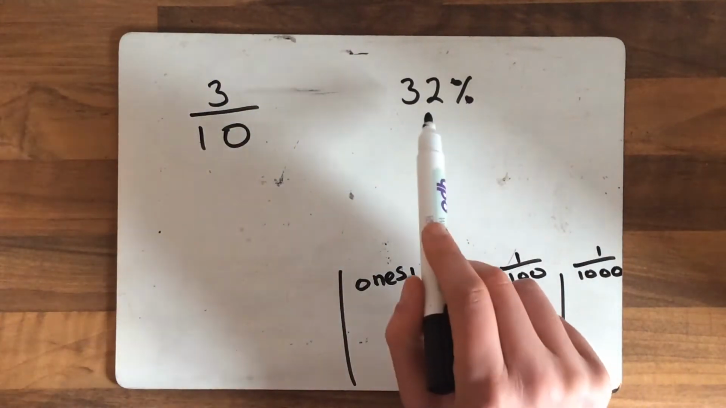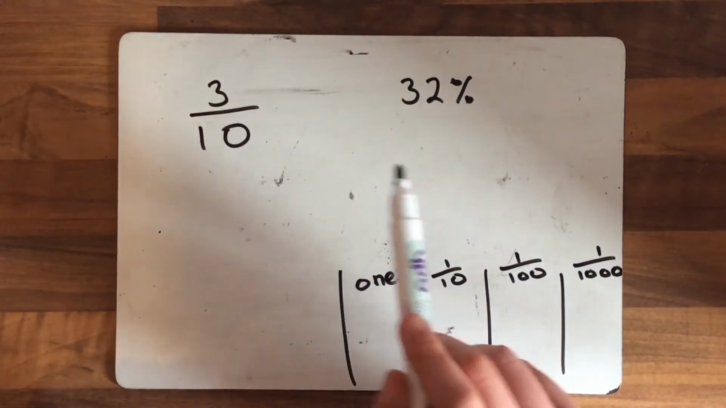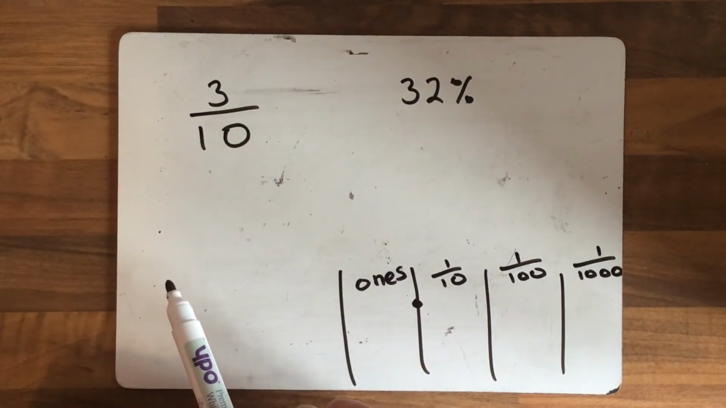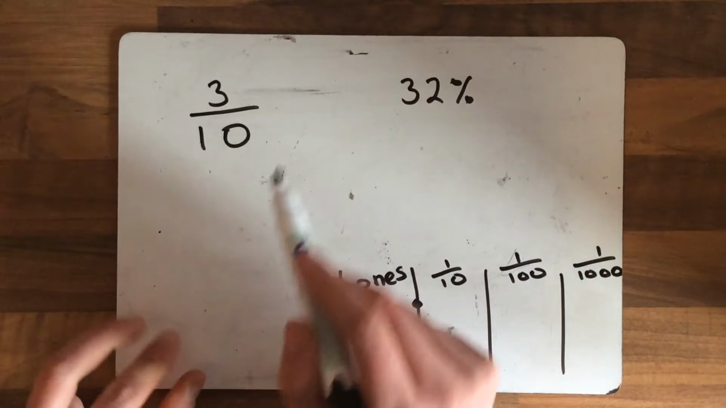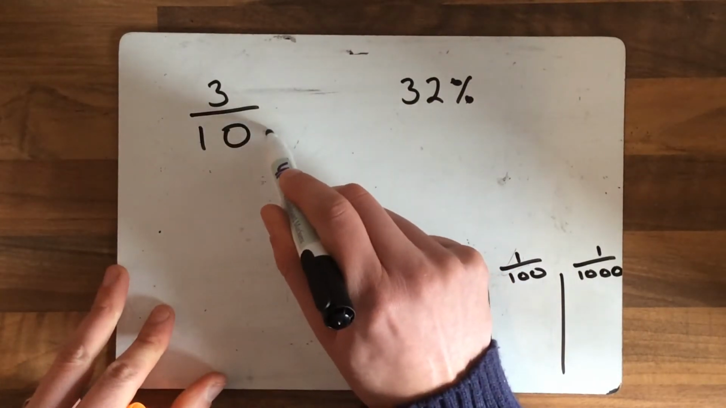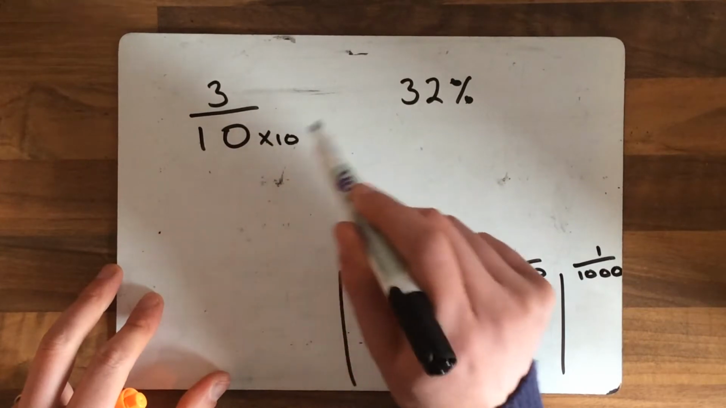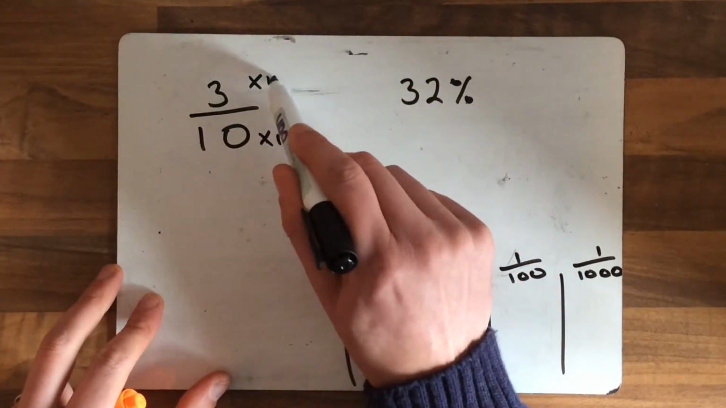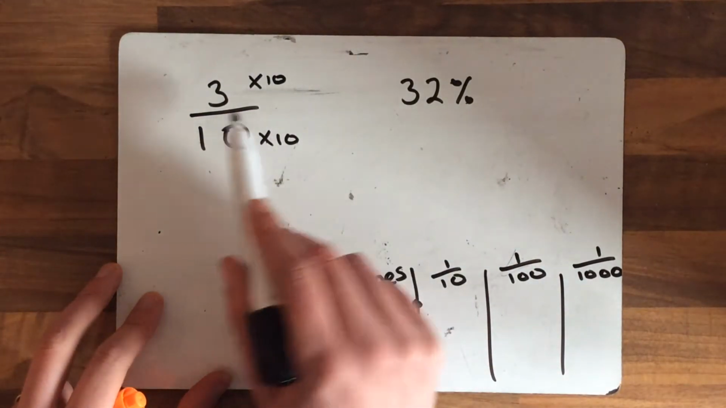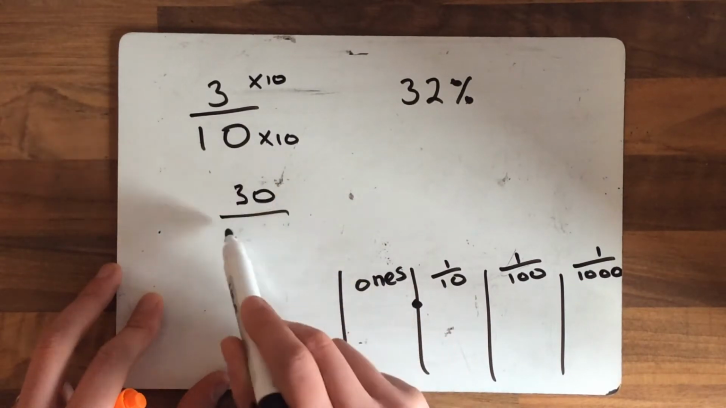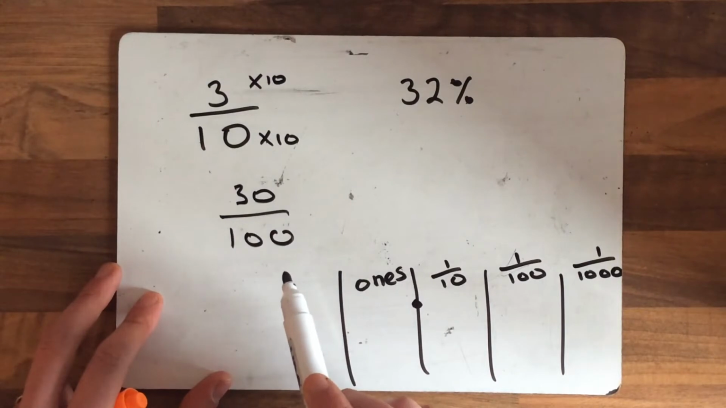We've got 3 tenths of the cake, 32% of the cake. Now remembering that percentage is measured out of 100, we can't accurately see what this fraction is without converting this denominator to 100. So what do we need to do to 10 to turn it into 100? We need to times it by 10. So we need to do the same to the numerator. 3 times 10 is 30. 10 times 10 is 100.